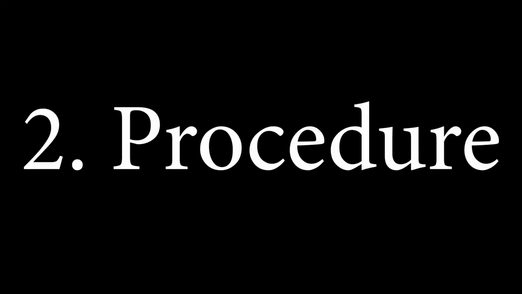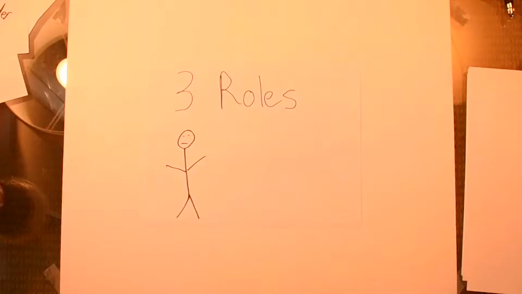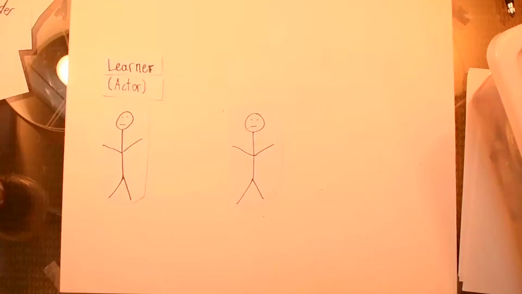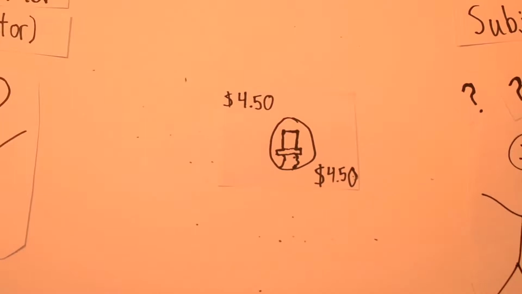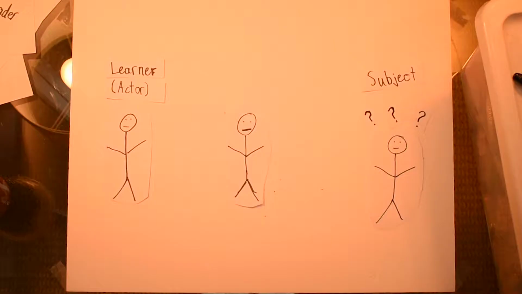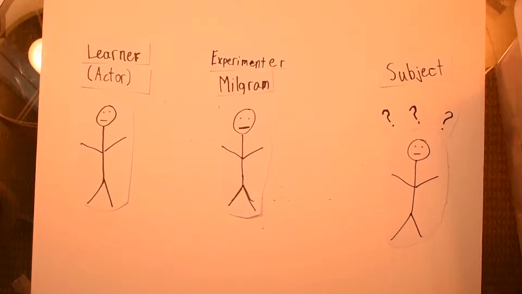In this experiment, there's three roles. The first is the learner, who's actually just an actor. The second is the subject. He pretty much has no clue what's going on. But he has $4.50 just for showing up to what he believed was a scientific study of learning, or whatever they could come up with. The final role is the experiment. Wait, that's not right. The experimenter, who is played by Milgram himself. How about we give him some hats to make this easier?